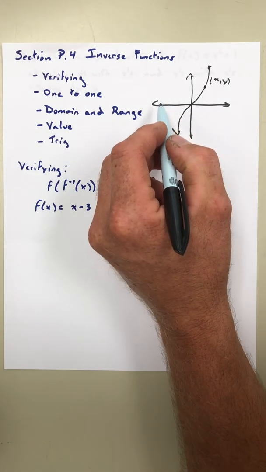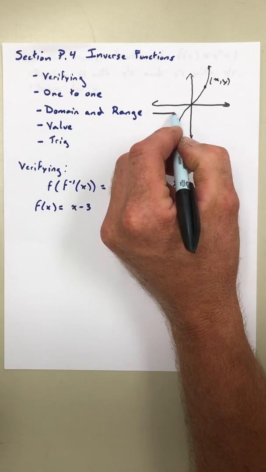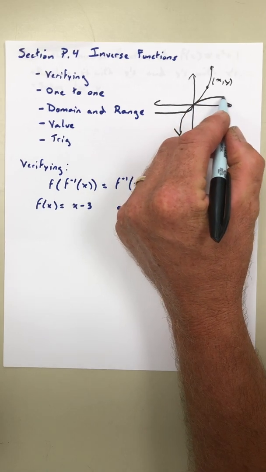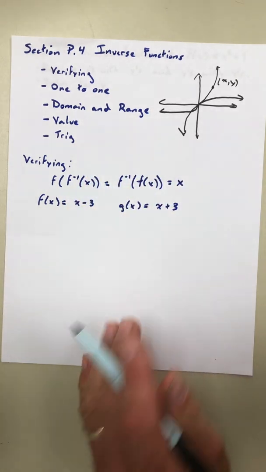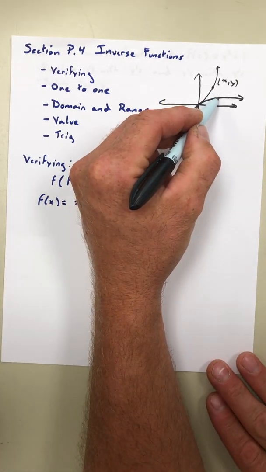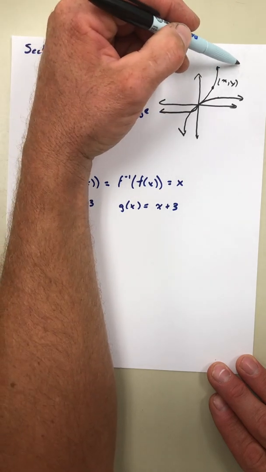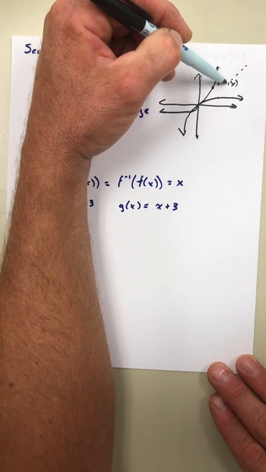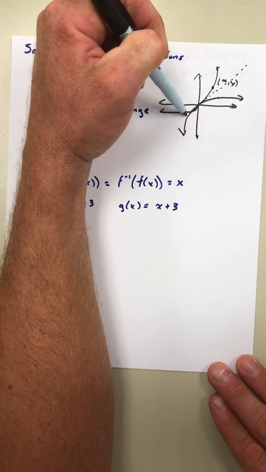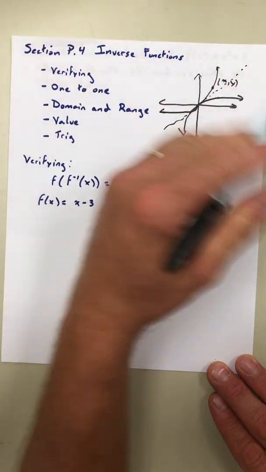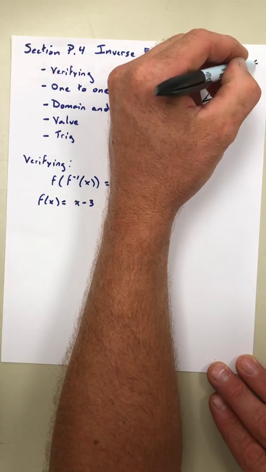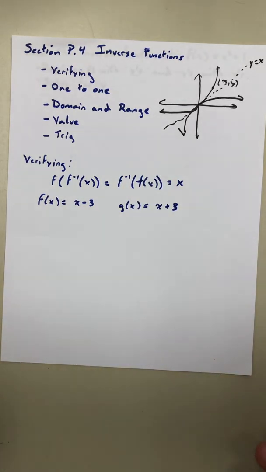So the inverse function is going to come in something like this and then come out like this, so that we have the point (y, x) on that graph. Now, if you recall, we could draw in the line y equals x, and the inverse is reflected across that line. That's what makes an inverse with the function itself.